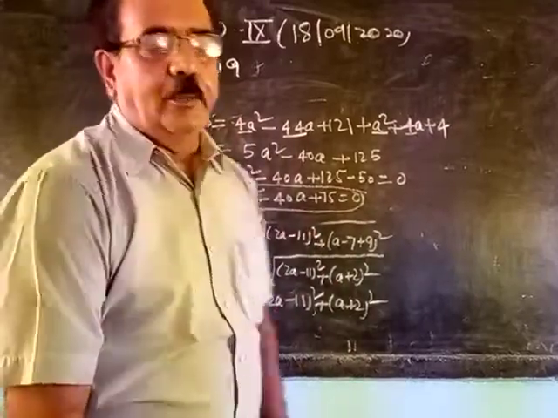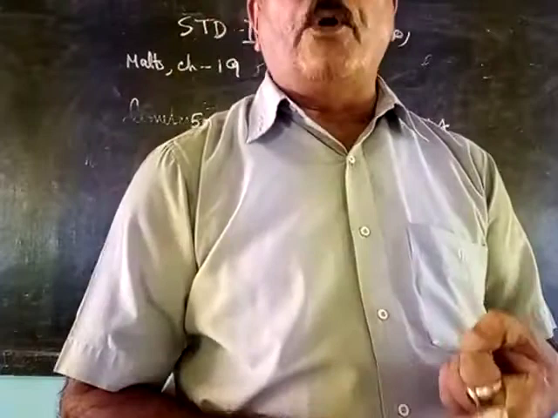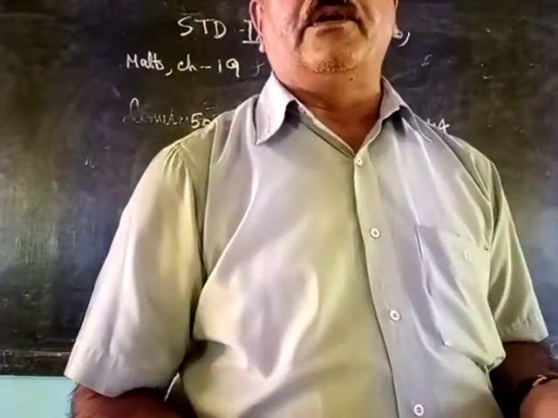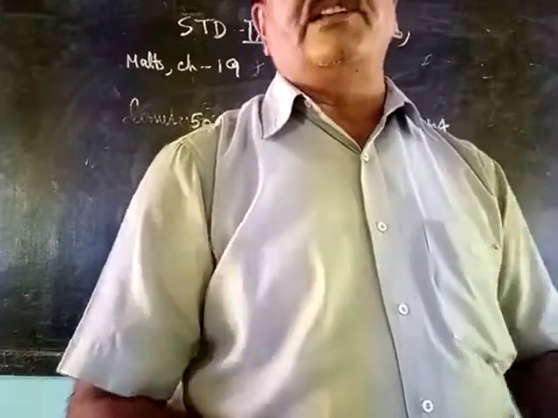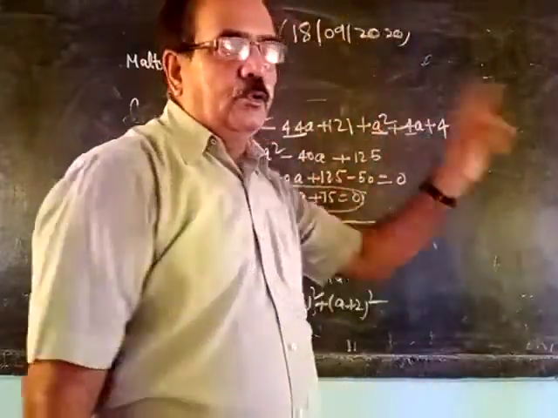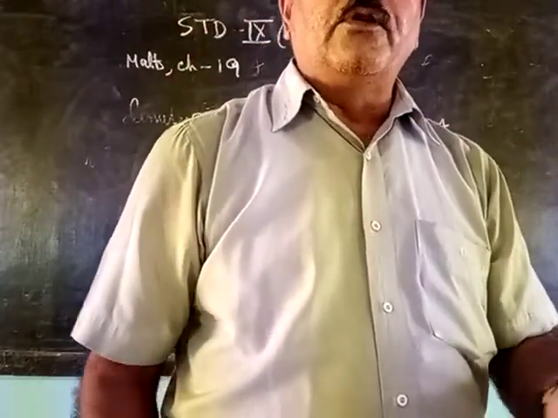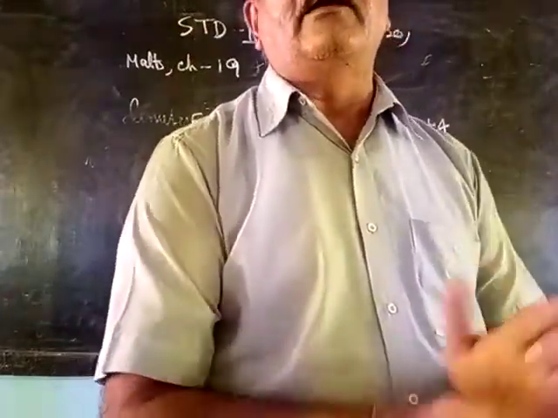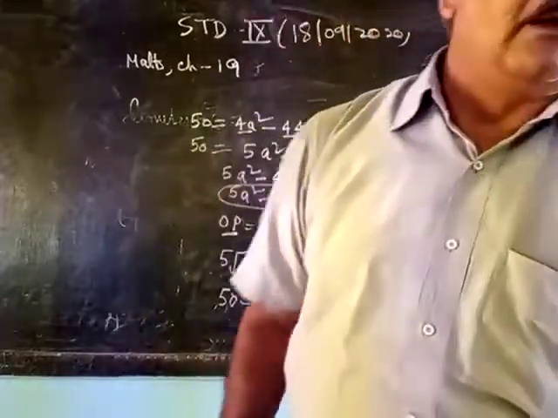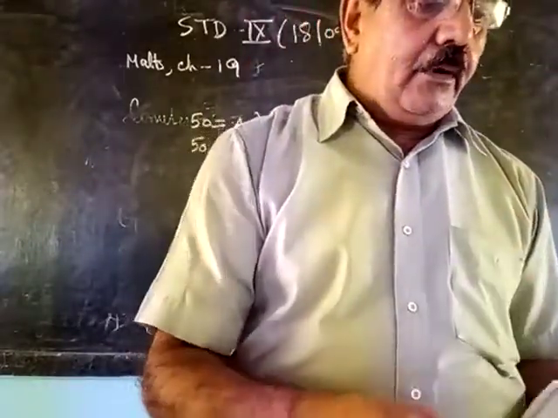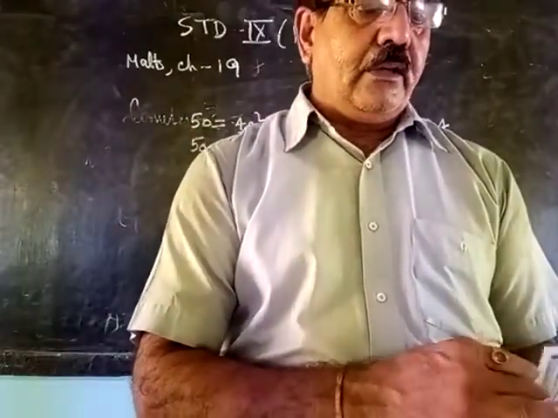You will get two values of a, and both answers are correct, one with the positive sign, the other with the negative sign. So there will be two values of a, and both are correct. Put one positive value of a, then put one negative value of a. So both coordinates will be correct. So this chapter, this much is there. Nothing more. You have to use only one formula and find the unknown value.